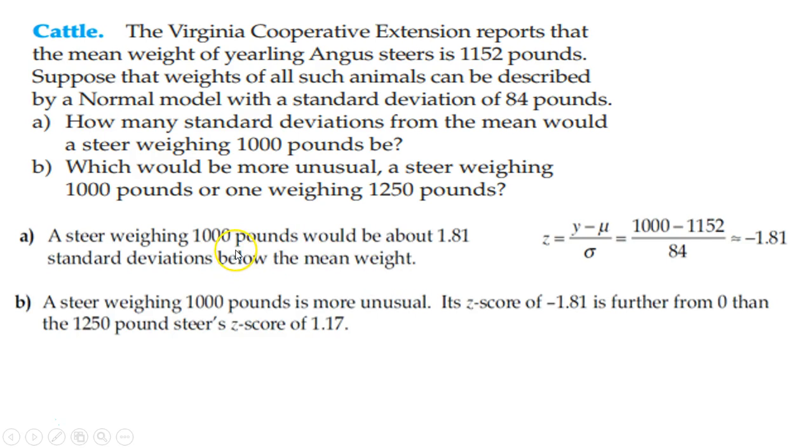Then it says, which would be more unusual, a steer weighing that or one weighing 1,250 pounds? Well, we would set up 1,250 minus 1,152, then divided by the 84, and you get roughly 1.17. So this one is further from 0 than the 1.17, and because it is farther away, it is more unusual than the 1,250 pound steer.